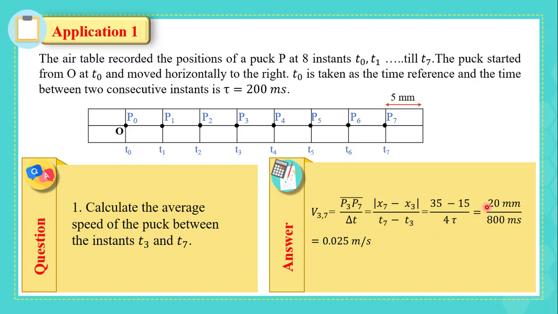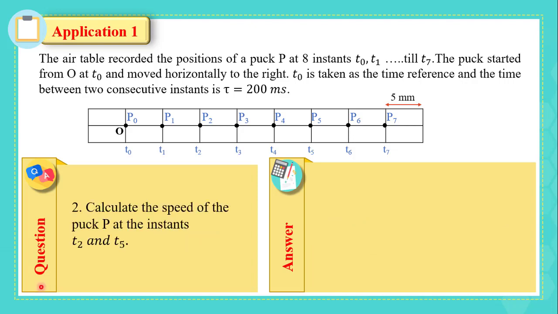Here, note that from millimeter to meter, we multiply by 10 to the power minus 3, and from millisecond to second, we multiply by 10 to the power minus 3. Then, simply, if we divide millimeter by millisecond, we obtain the unit meter per second.